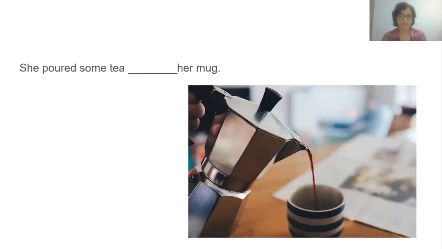Watch, look at the picture. That will help. She poured some tea dash her mug. Is it showing movement or not? If it is showing movement, you need to use the word into. If it is at rest, it's already there, then you use the word in. So what is your answer here? She poured some tea into her mug. It's very much showing movement. You can see it in the picture too, isn't it? There's the movement of the tea there.